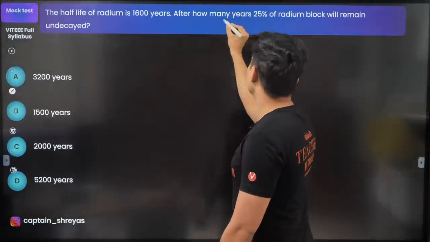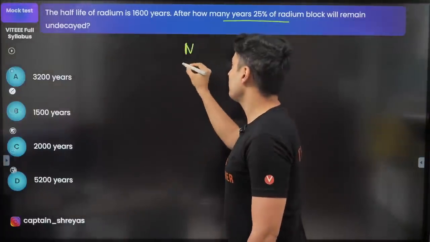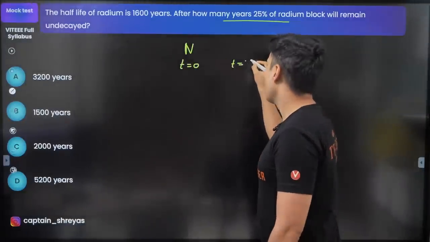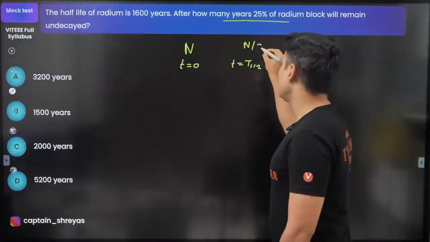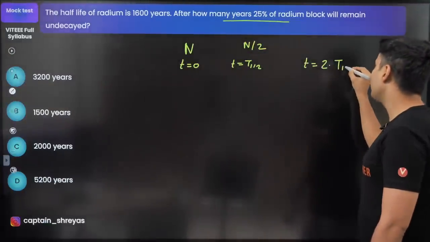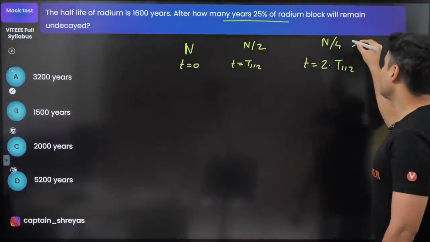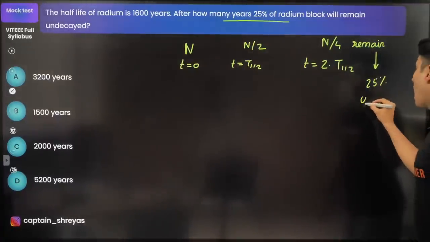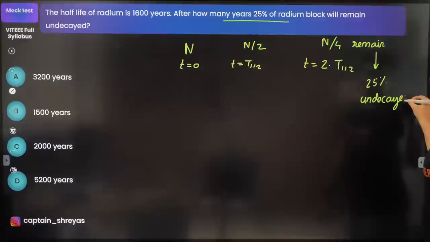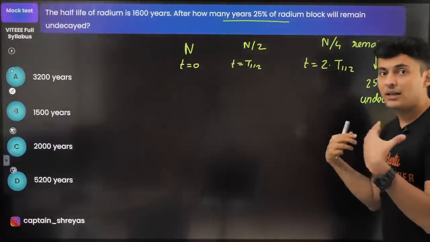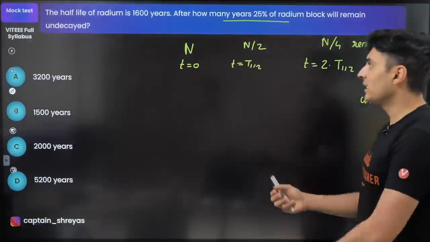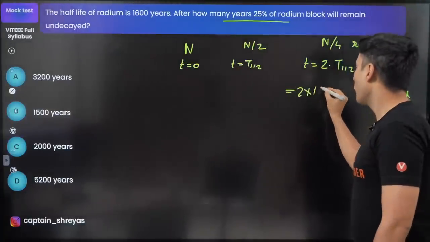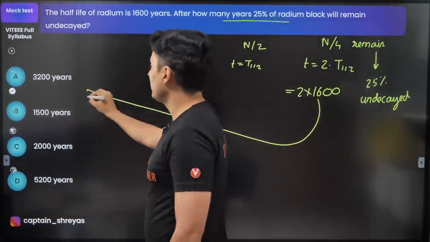Half-life is given. After how many years will 25% of the radium block remain? If this was the initial amount of radioactive nuclei of radium, after one half-life it will become N by 2. After two half-lives, it will become N by 4. This is remaining, that is basically 25% undecayed. It still has to react radioactively so that it can convert into its daughter nuclei. So two times the half-life, 2 into 1600, is nothing but 3200.